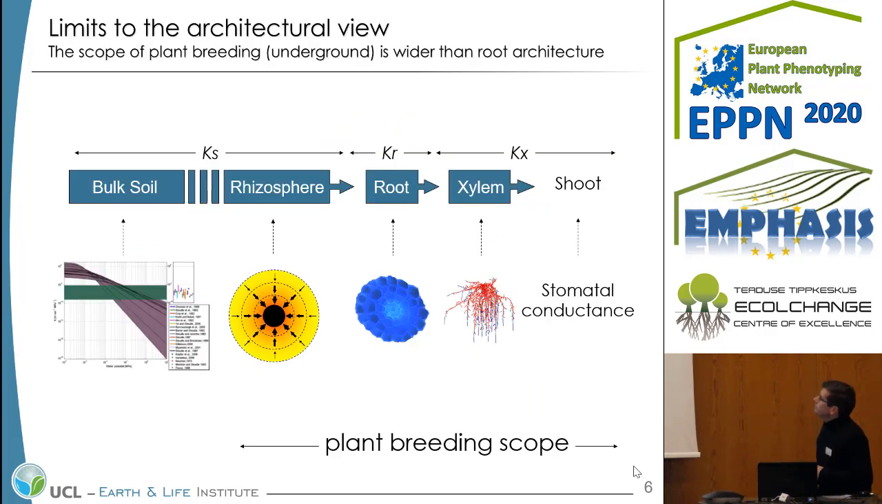So then I stay still in the top left of my loop and just want to illustrate the limits of the architectural view, or the geometrical view. If we follow the path of water from the bulk soil to the shoot and the evaporation site, we basically see, and this is something that everybody knows or should know, that water is flowing into a bulk soil where the conductance depends on the soil water potential. And it's a nonlinear relation here. Then it crosses the rhizosphere, where the hydraulic properties are likely to be very different.